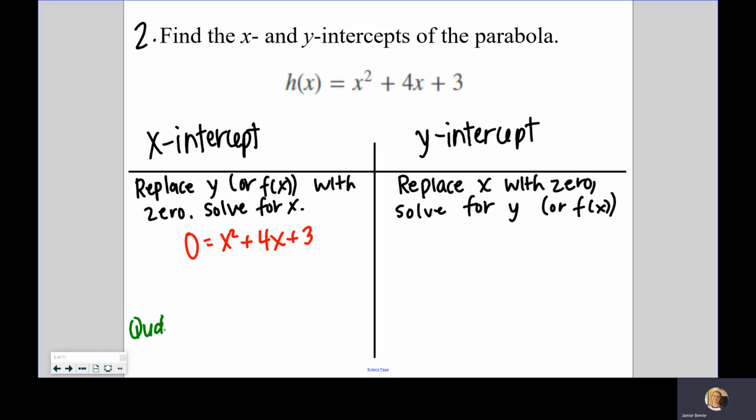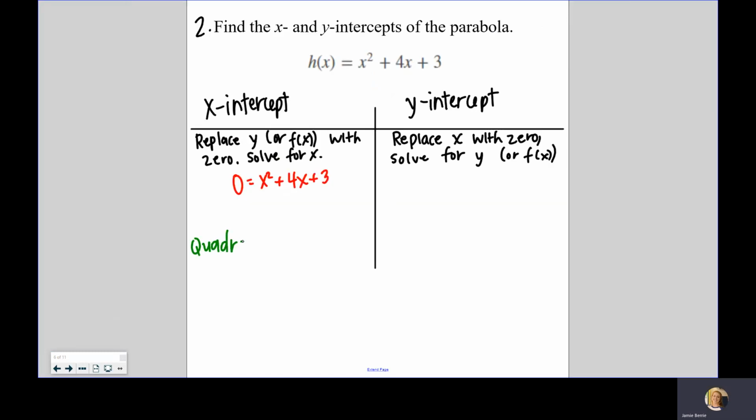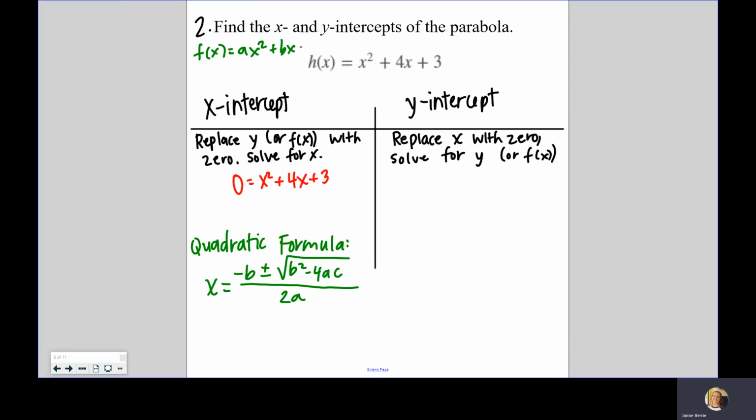All right, so we're going to say quadratic formula. I have to extend our page a little bit. All right, so here's the quadratic formula. It's x equals negative b plus or minus the square root of b squared minus 4ac all over 2a. And the values of a, b, and c, again, come from that definition of a quadratic function, ax squared plus bx plus c.